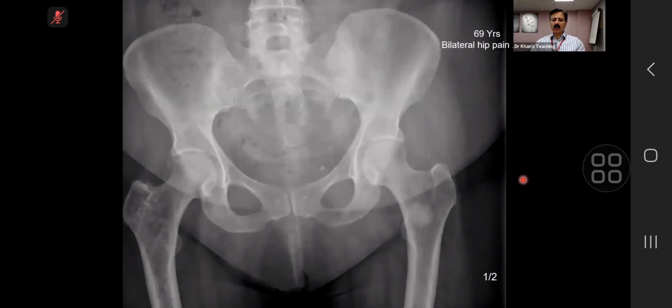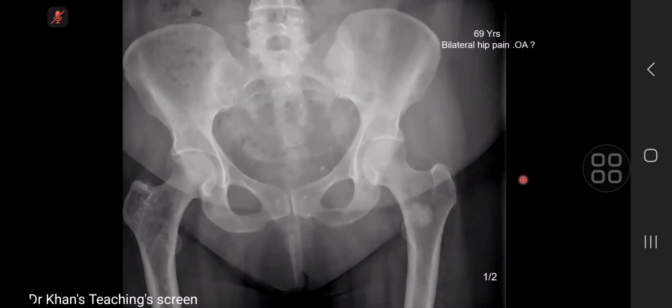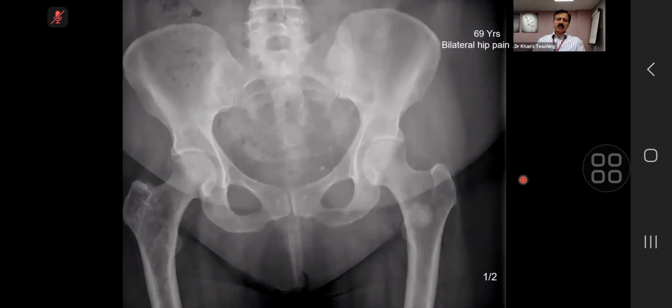Okay, so with this background, candidate one, can you hear me, please? Yep. Okay, this is your case, and the patient has got bilateral hip pain, OA. So we are talking. What are your findings? Because of time factor, I will guide you that I want you to see left femur as well as the right femur and tell me the findings in both of them.